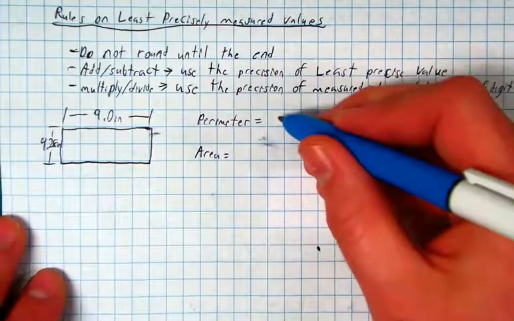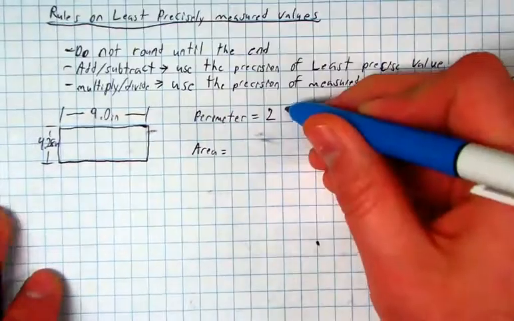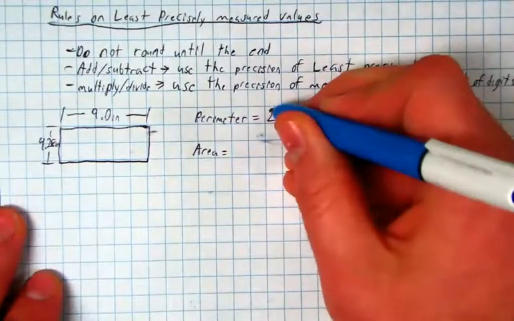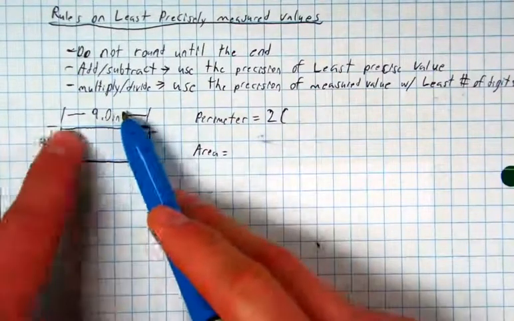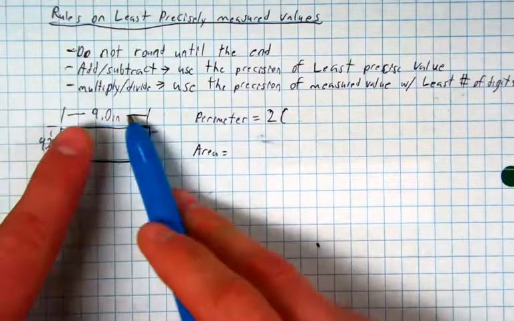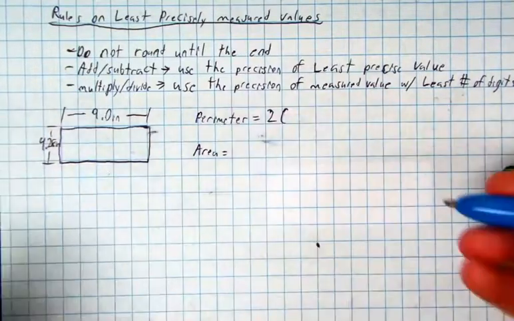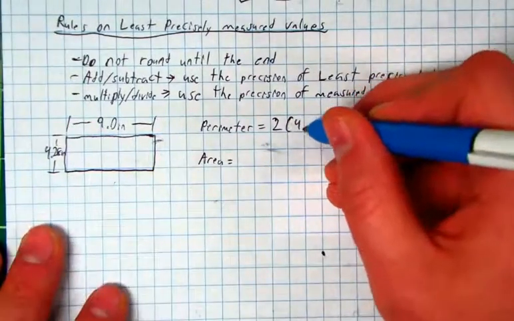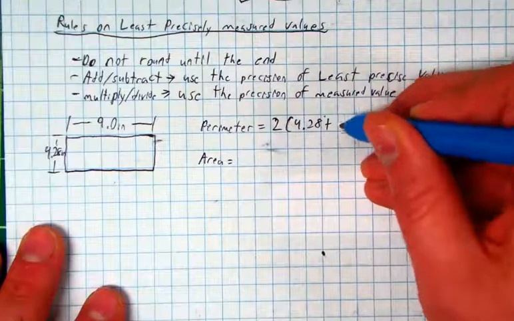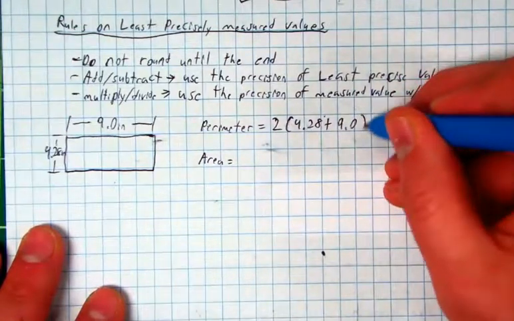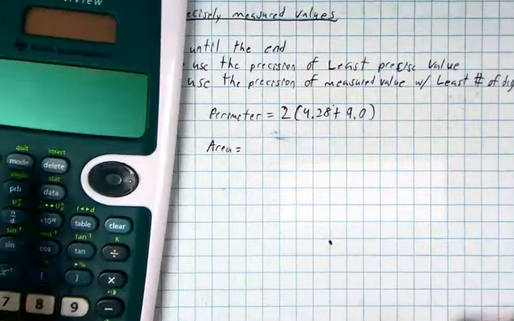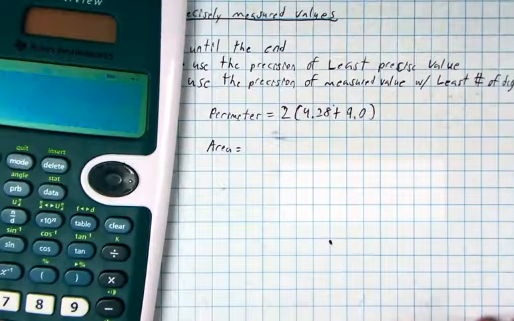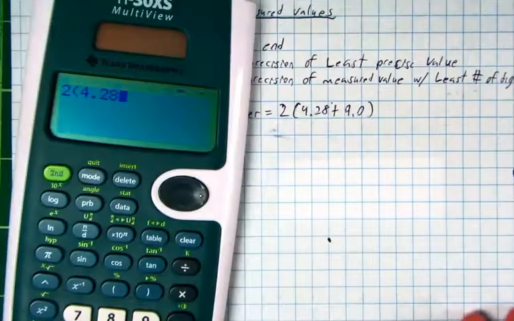So what's the formula for perimeter? You add up all the sides. Well, this side is twice, this side is twice. So it's 2 times this number plus this number. Essentially, we could just say 2 times the height plus the width. So 2 times 4.28 plus 9.0. Let's go ahead and do that in our handy-dandy calculator. Let's say 2 times 4.28. Can y'all see that? 2 times 4.28 plus 9.0.